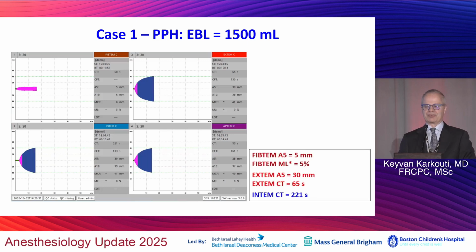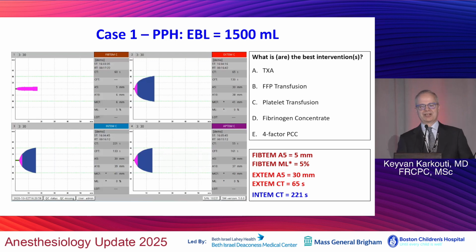So that's what the curves look like. FIBTEM is 5. Remember I said anything below 8 is low fibrinogen level. And EXTEM is 30, clotting time is pretty good, and INTEM is pretty good. So the question comes, what is or are the best interventions? Usually this is more interactive, but this is too big. I think low fibrinogen would tell you that D is the right answer here. But also I think A, if you haven't given tranexamic acid to a bleeding postpartum hemorrhage patient, I think it merits it. So A and D I think would be here.